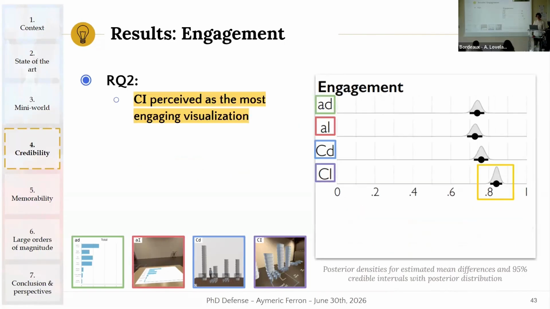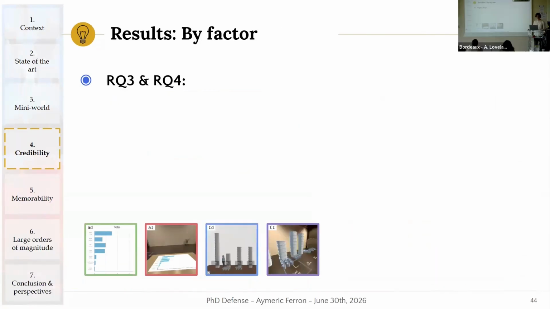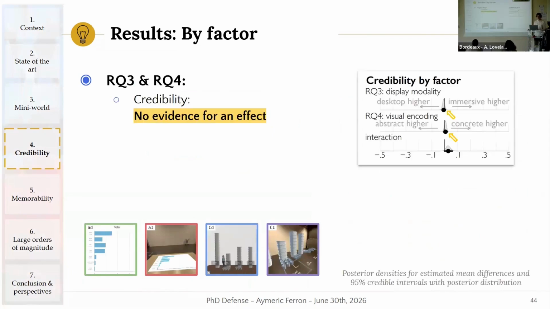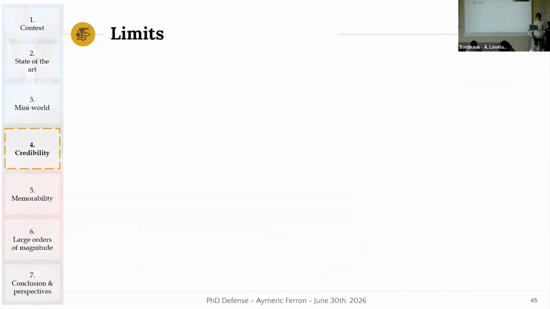Second, we measured some engagement. So here we can see that CI is perceived as the most engaging visualization. And when we compare AD and CI, we can see that CI is considered more engaging than AD. Finally, by comparing by factor here, we got no evidence for an effect of the display modality or visual encoding on the credibility. Everything is centered on 0. And for engagement here, we can see that we have a small positive effect of immersion, a greater positive effect of concreteness on engagement, and even a positive interaction between both.